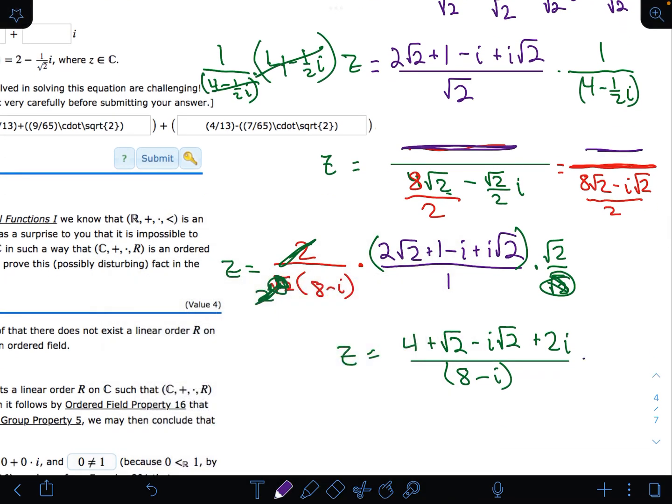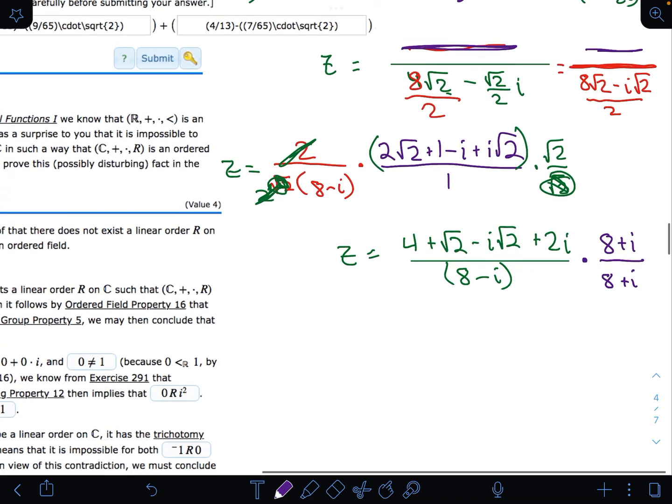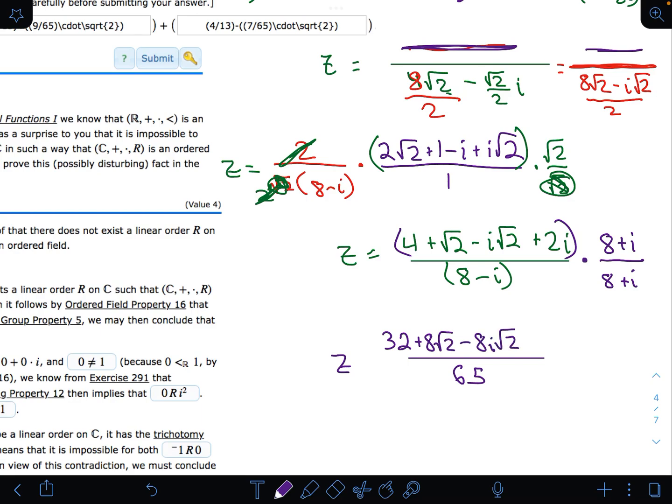All right, rationalize again by multiplying by 8 plus i over 8 plus i. My denominator, of course, is going to be 64 minus this, minus i squared, which, since it's 64 minus negative 1, I'm just going to have 65 as my denominator. Meantime, up top, I do have a lot of multiplication to do. 8 times 4 is going to give me 32, fine. 8 times root 2, fine. Minus 8i root 2, okay. 8 times 2i is 16i. And then I still have all the i's to multiply, so it's going to be plus 4i.